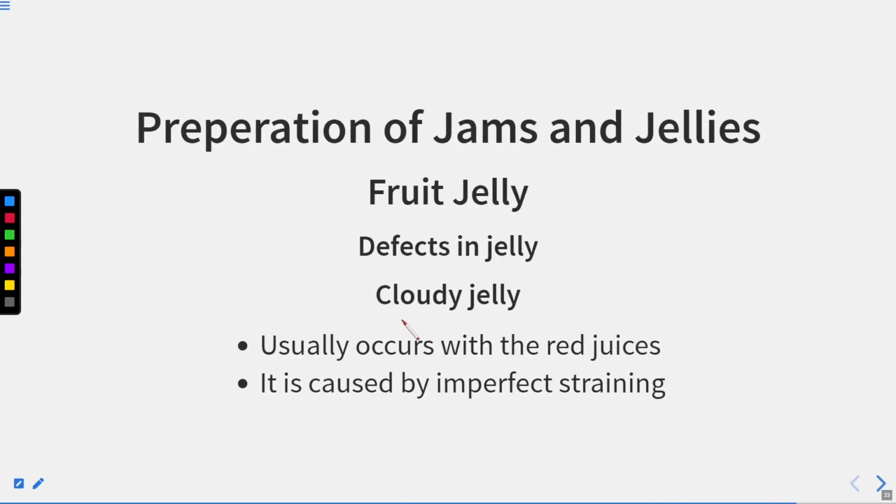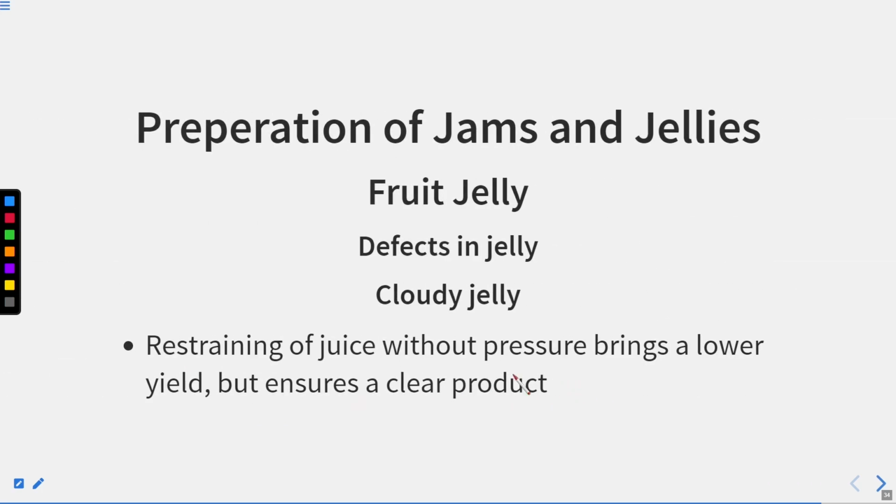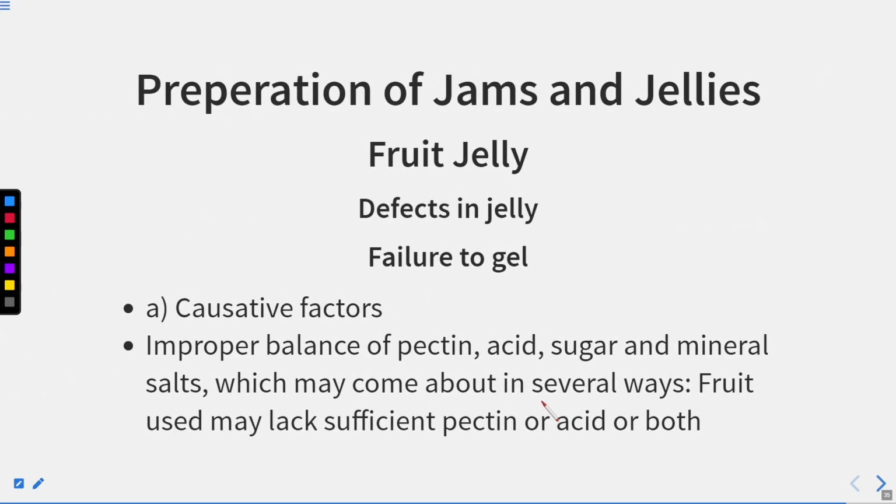Okay, now another one is the formation of defects in jelly, that is the cloudy jelly. After crystals, there is a cloudy jelly. Usually occurs with the red juices. It causes imperfect straining. Restraining of juice without pressure gives a lower yield but ensures a clear product. The product is clear, but yes, the yield is less.